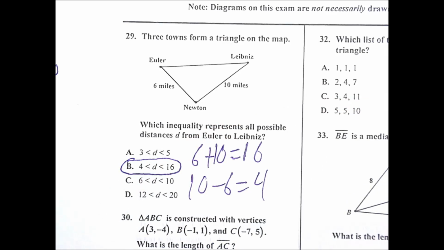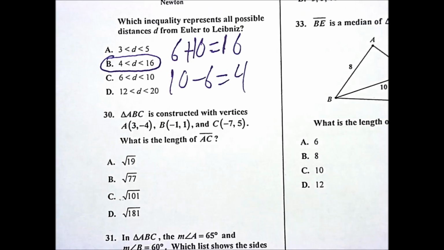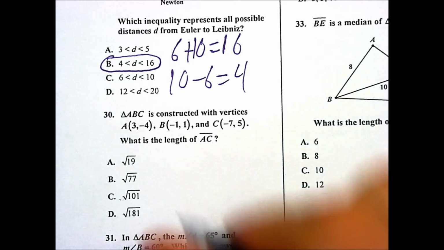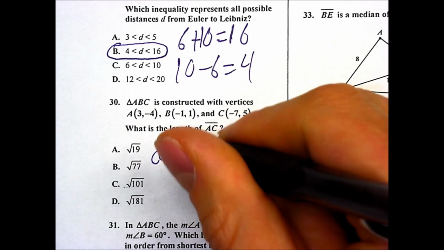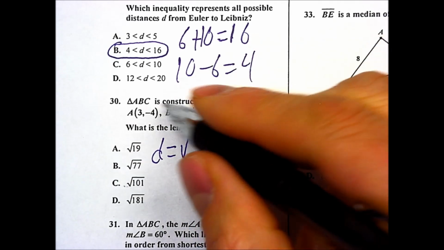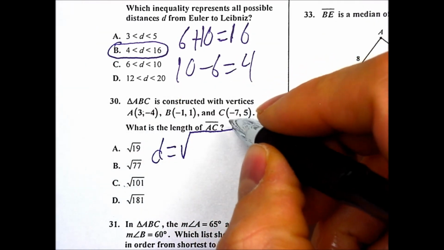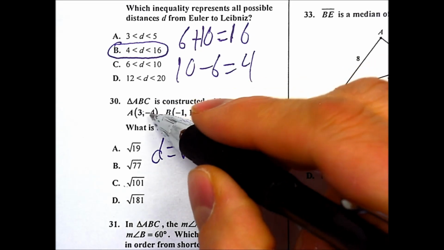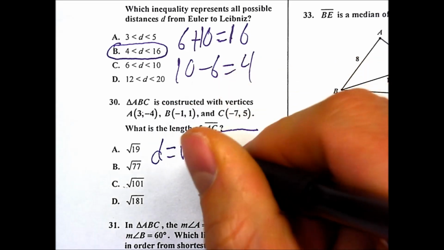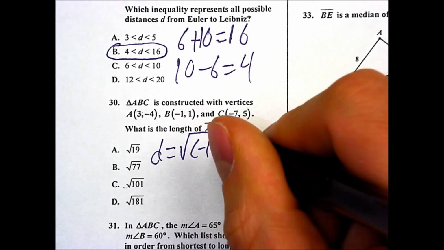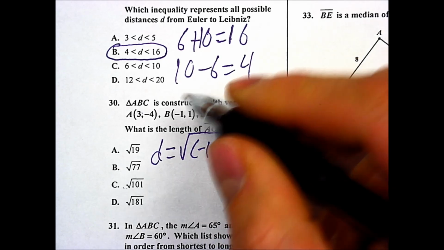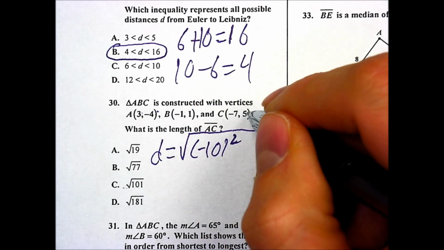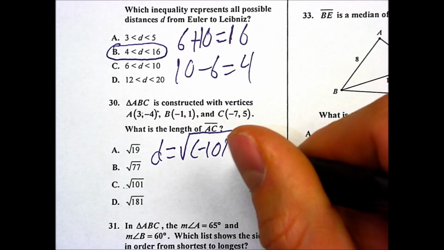Question 30, the distance formula. We're looking for the distance between A and C. So I'll have d is equal to the square root. Again, this is the length in the x squared plus the length in the y squared. So the x is decreasing in value by 10, so this will be negative 10 quantity squared. The y is increasing in value by 9. From negative 4 to 5 is 9, so plus 9 squared.